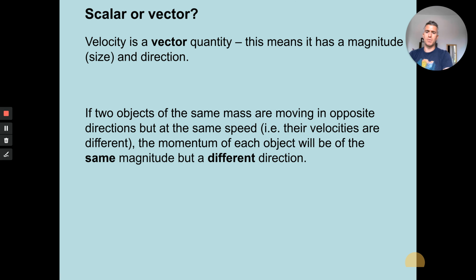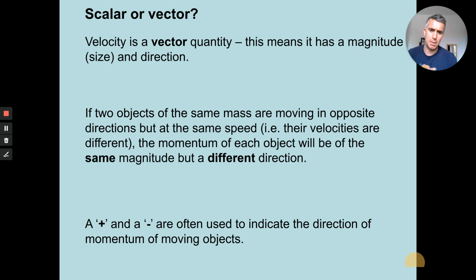If two objects of the same mass are moving in opposite directions but at the same speed, so 30 miles an hour that way, 30 miles an hour that way. Speed, 30 miles an hour, doesn't matter. But velocity, 30 miles an hour that way, then that one would be minus 30 miles an hour. Different direction, different velocity. And because it's multiplied by a vector, it becomes a vector itself. So if we're talking about something going at a minus velocity, it just means it's going in the opposite direction to something that has a plus velocity.